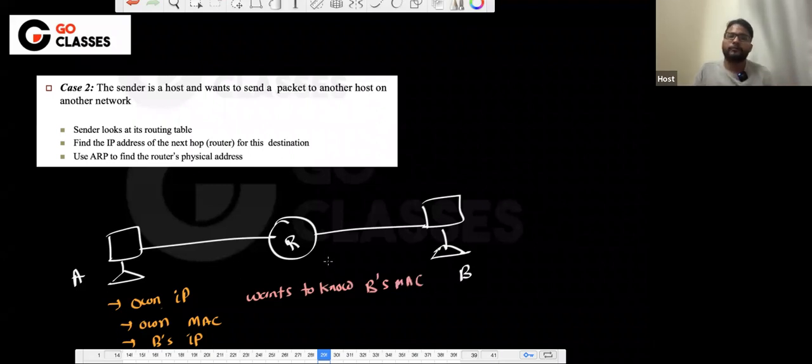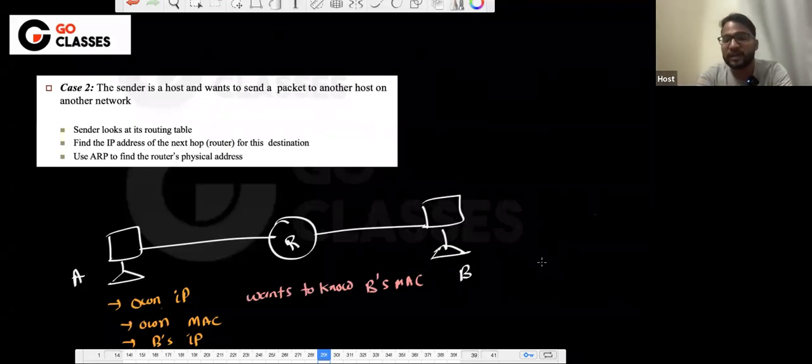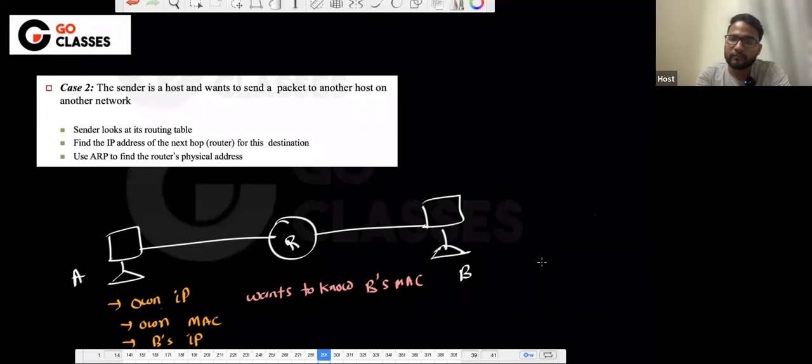Now, first tell me, does the sender want to know B's MAC address? Is this correct or wrong? Does the sender really want to know B's MAC address? I don't think so, right? Why would the sender be worried about B's MAC address? So the sender doesn't need B's MAC address. It knows its IP address.